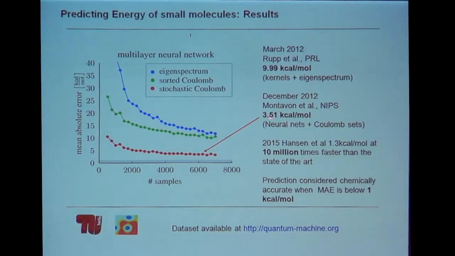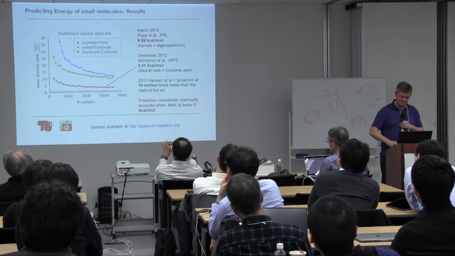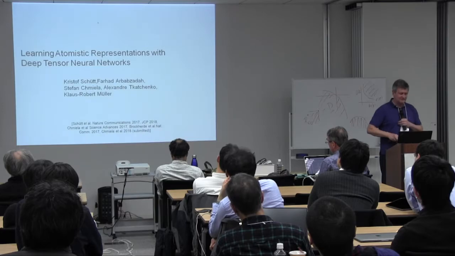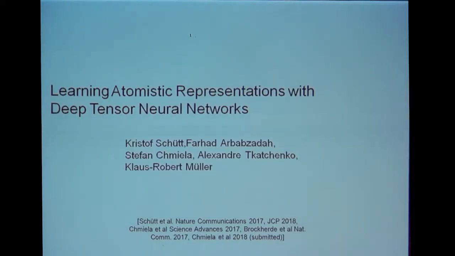Then we used neural networks and got this down. And then by 2015, we were at 1 kcal. Now we're way below 1 kcal. Chemists are happy if we reach chemical accuracy, which is 1 kcal. So the difference of this kind of calculation out of sample is that we take fractions of a millisecond instead of 5 hours or 7 days, right? So that's quite nice. And it's working out of sample. That's the nice thing. So now let's be more adventurous in neural networks.